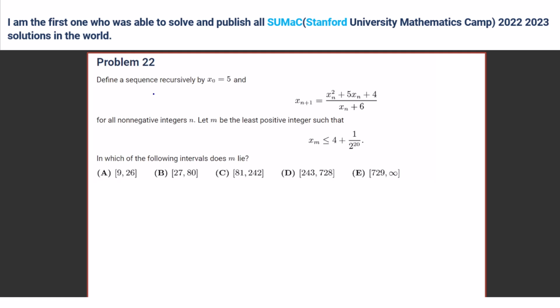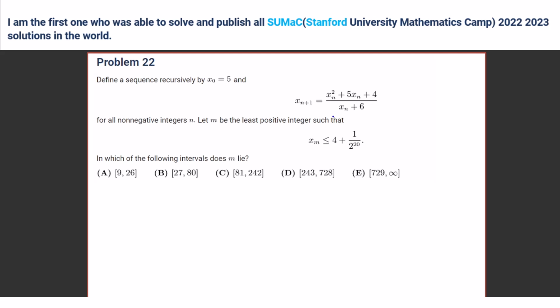Okay, it says define a sequence recursively by x0 = 5 and x_{n+1} equals this. Is this for all non-negative integers? Let m be the least positive integer such that x_m is at most this. So least positive integer means after some m it will be smaller and smaller. In which of the following ranges does m lie? It doesn't want us to find the exact m, right? Yeah. So in these types of problems, do you know how we should start?